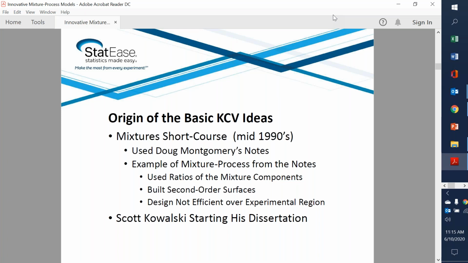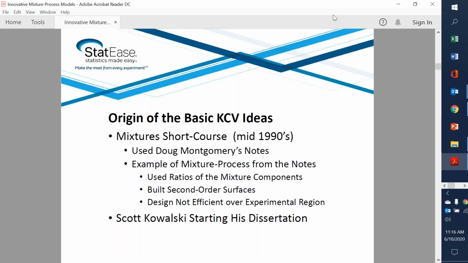I know Pat really likes the ratios, and there are some strong reasons for using them. It begins to look more like a true response surface design. We really needed to build second order surfaces, and the ratios are a great way to do that. But the resulting design wasn't efficient because it was focused on the rays in the space formed by those ratios. So it was very limited in how it covered the experimental region.